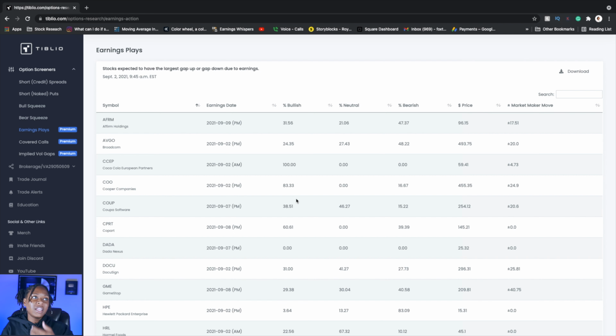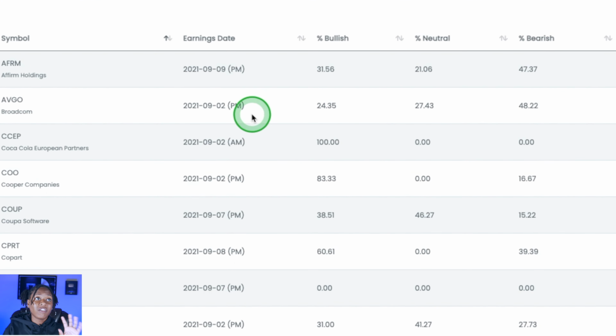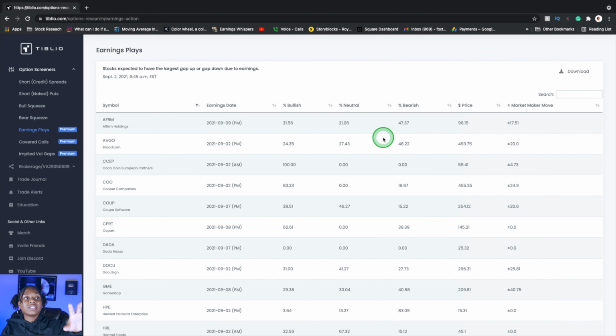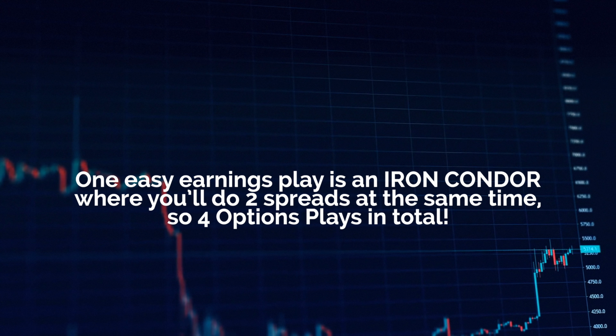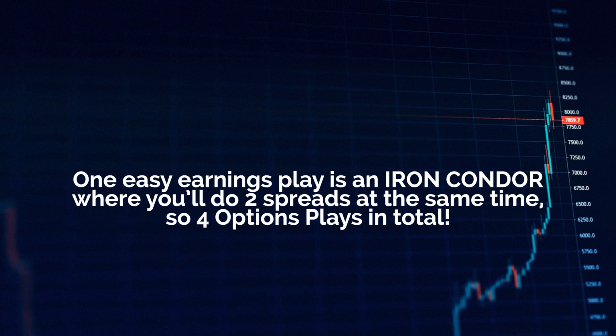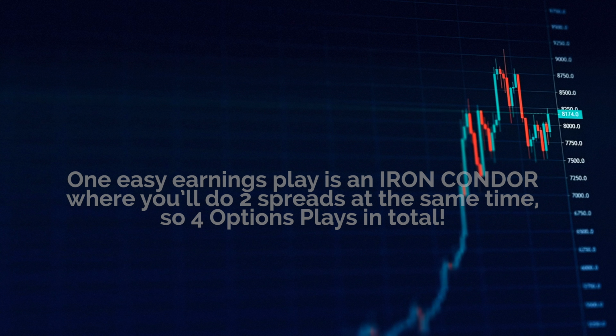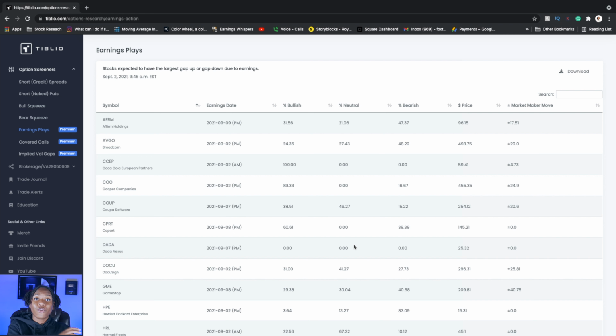So this is really going to be good if you're doing premium receiving plays, because you're really going to be able to take advantage of that. They give you the earnings dates. They give you the percentage of bullish, neutral, and bearish plays. These are the percentage of options in those plays. So it's really good to have this information, because you can use that to make your strategies by seeing where that movement is headed. So where are you seeing the most movement here? Now, one really easy earnings play to consider is doing iron condors. That's where you do two different credit spreads at one time. We were talking about the credit spreads before, two option plays.